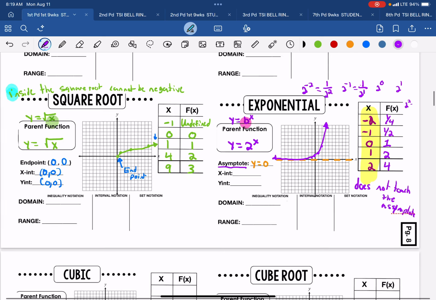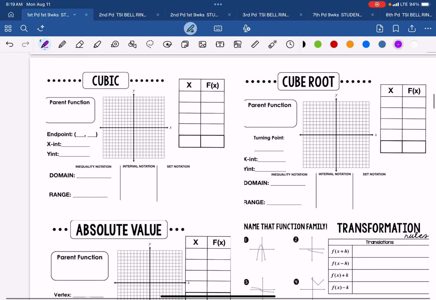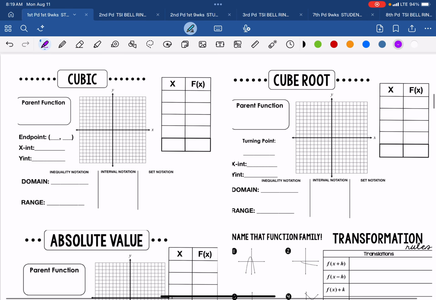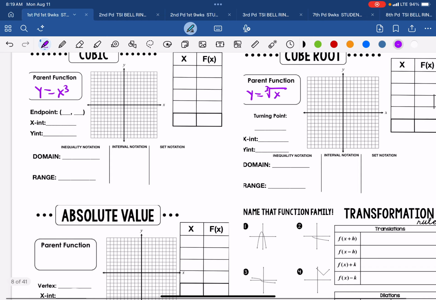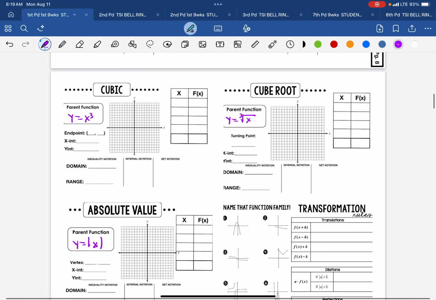Okay. Now, cubic, cube root, and absolute value. I'm going to do this real fast. Same idea, okay? Cubic is y is equal to x cubed. Cube root, y is equal to the cube root of x. Absolute value, y is equal to the absolute value of x. Okay? Now, let's go ahead and fill this out. Let's do this fast and efficient.